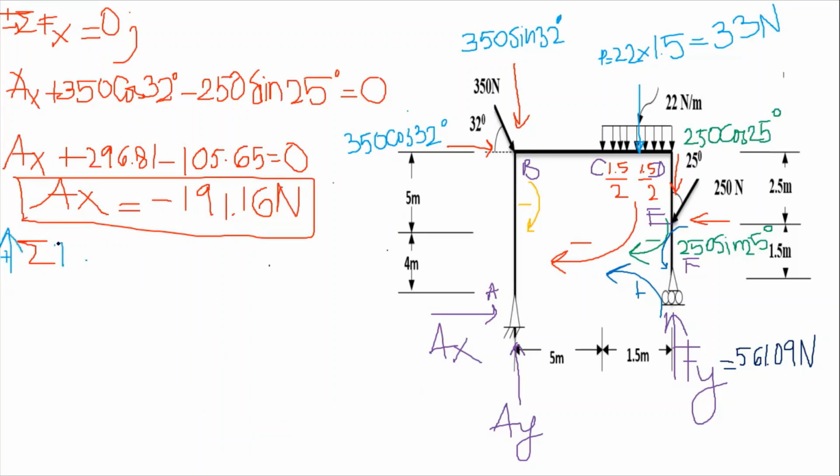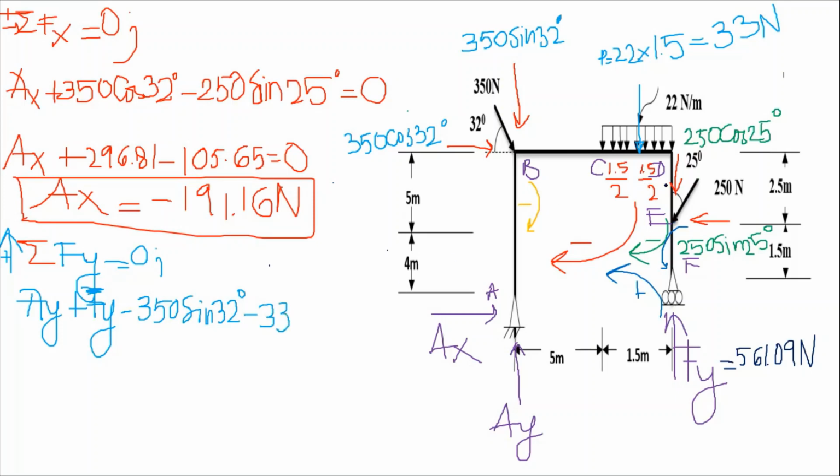Upward positive, summation of Fy is equals to 0. So what we have to do, Ay plus Fy, these are the two vertical forces, and then this one, 350, it should be minus 350 sine 32 degree, and then this one, 33 Newton, minus 33, because it is downward, it should also be negative. Minus 250 cos of 25 degree equals to 0.